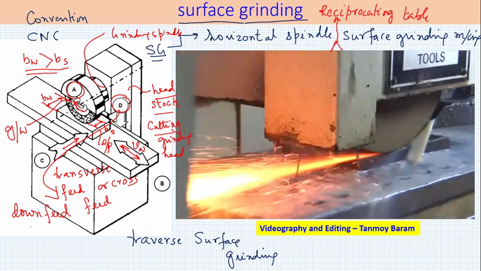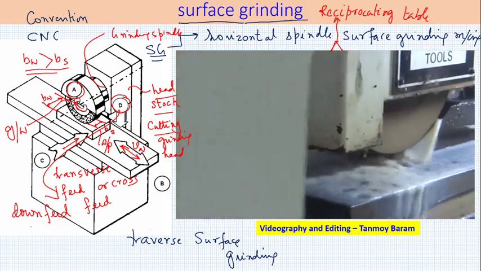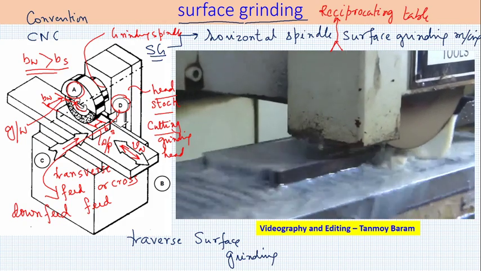So this is transverse surface grinding, where the table reciprocates, there is a down feed, the spindle rotates, and after each stroke there is a transverse feed or a cross feed provided.